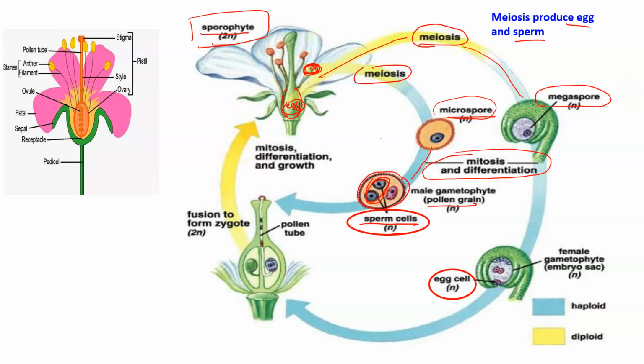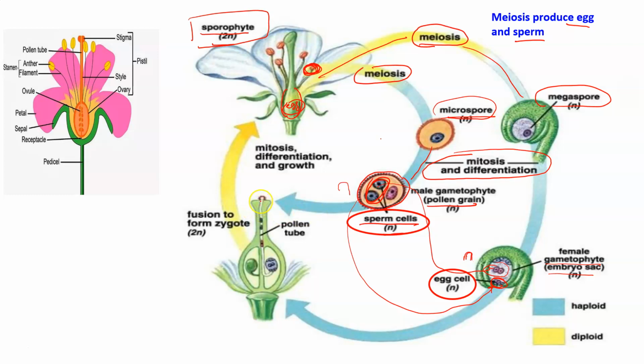For the megaspore, it produces the female gametophyte, which is the embryo sac. So this is the egg that will be fertilized by one of the sperm cells. The other sperm cell will fertilize the two polar nuclei, if I'm not mistaken. And here, as you can see, this is the stage in the haploid condition. Haploid, the blue ones are haploid.